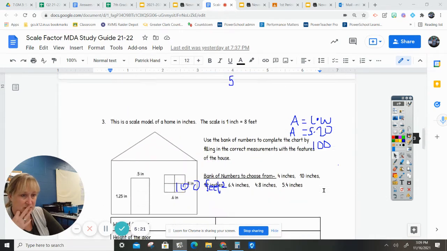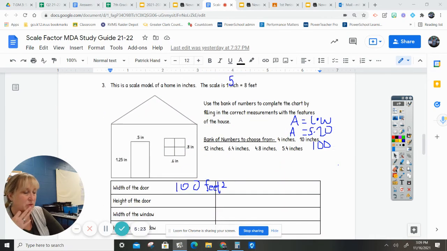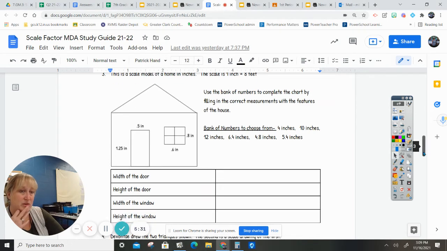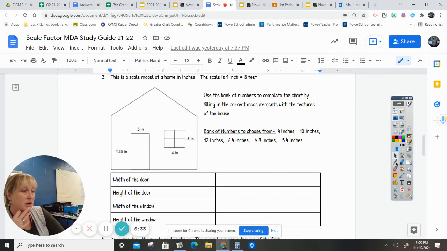All right. Now this one will be a drag and drop type of thing when you are seeing it on Performance Matters, but we had to deal with what we have to deal with on this. But it's practice for what you should expect. So this is a scale model of a home in inches. The scale is 1 inch to 8 feet. So 1 to 8, okay?